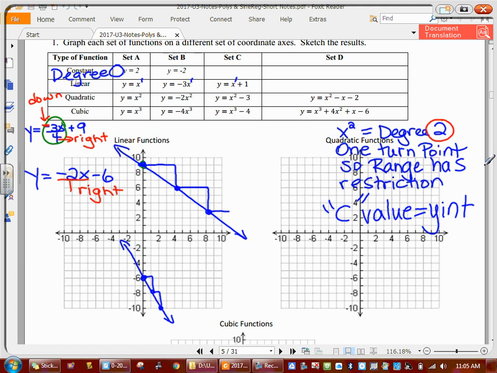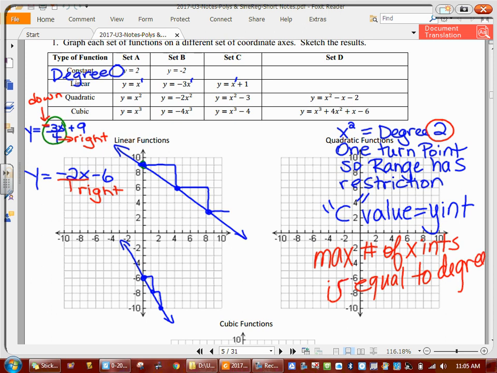We have different forms. So, for our degree 2 equation, the maximum number of x-intercepts is equal to the degree. And that's what we know already just by looking at the actual equation. So, the maximum number of intercepts is equal to its degree.